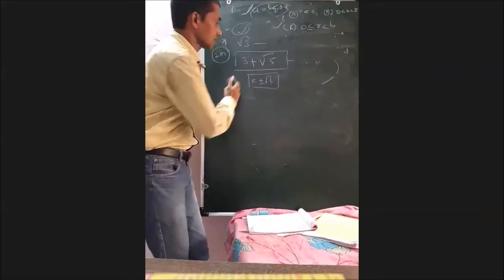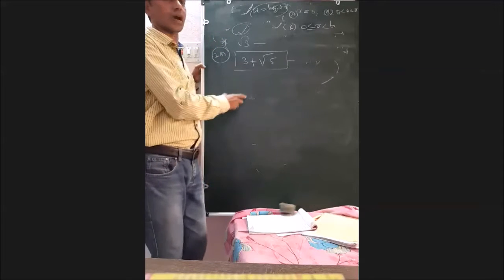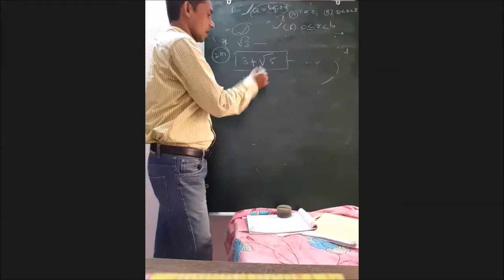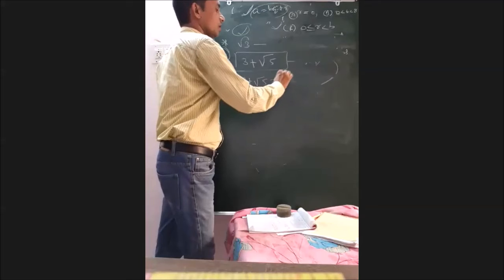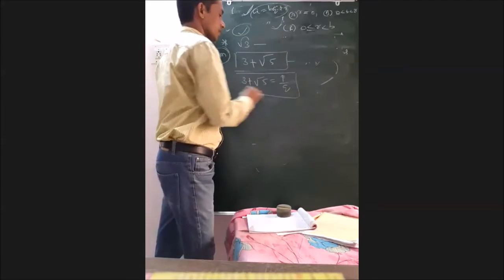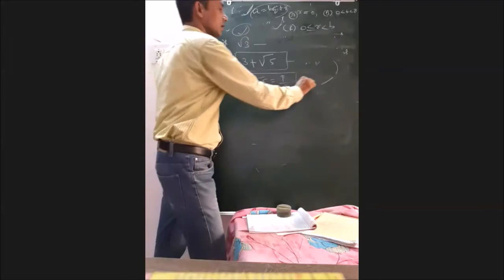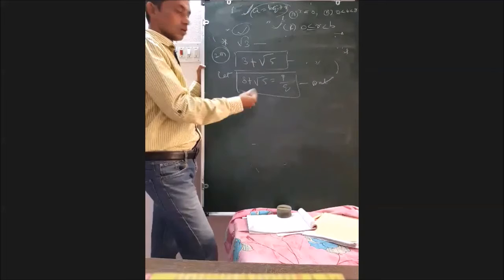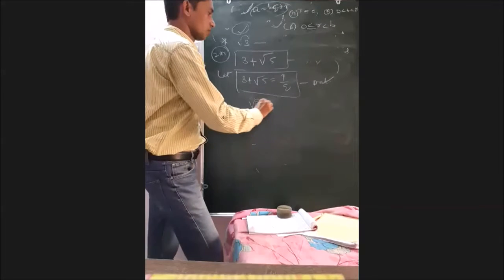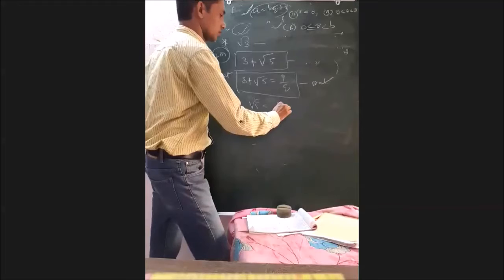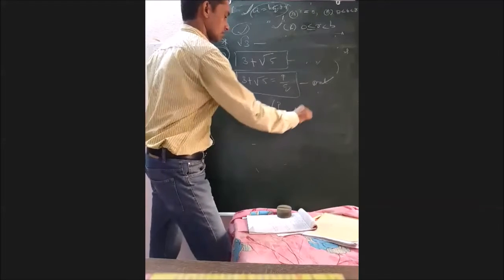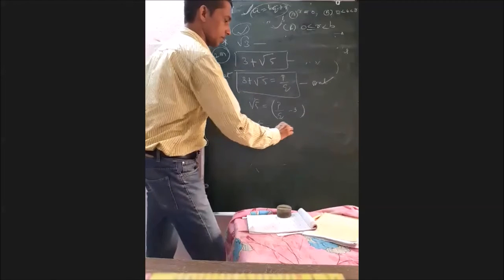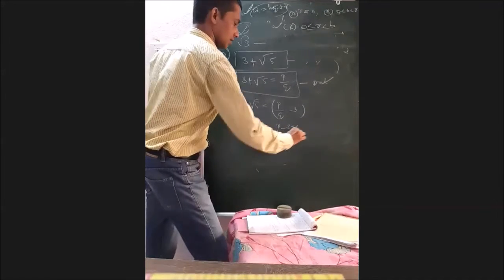Understand? So for whatever it may be, we have to prove it by contradiction. So for this, let 3 plus root 5 be a rational number. It is there in your textbook. For this, root 5 is equal to p by q minus 3, so root 5 is equal to (p minus 3q) by q.